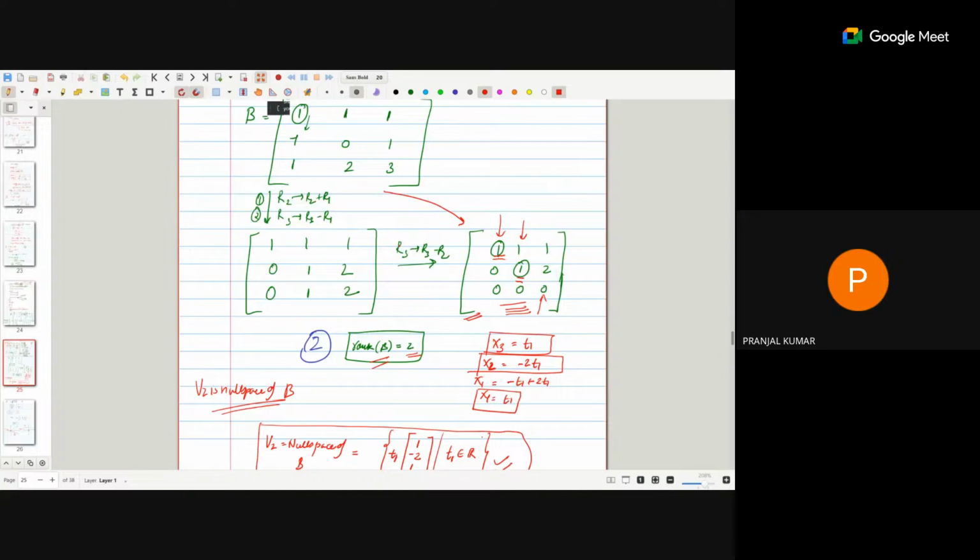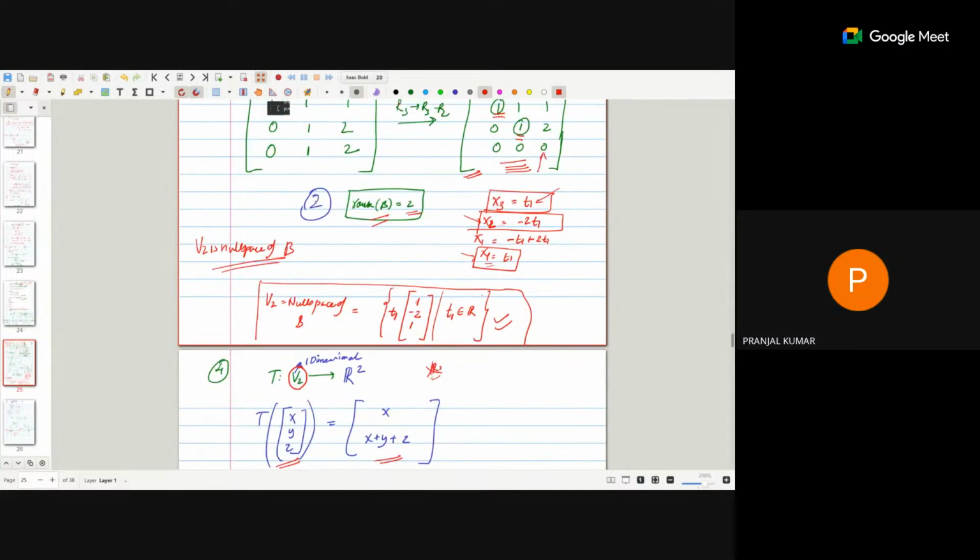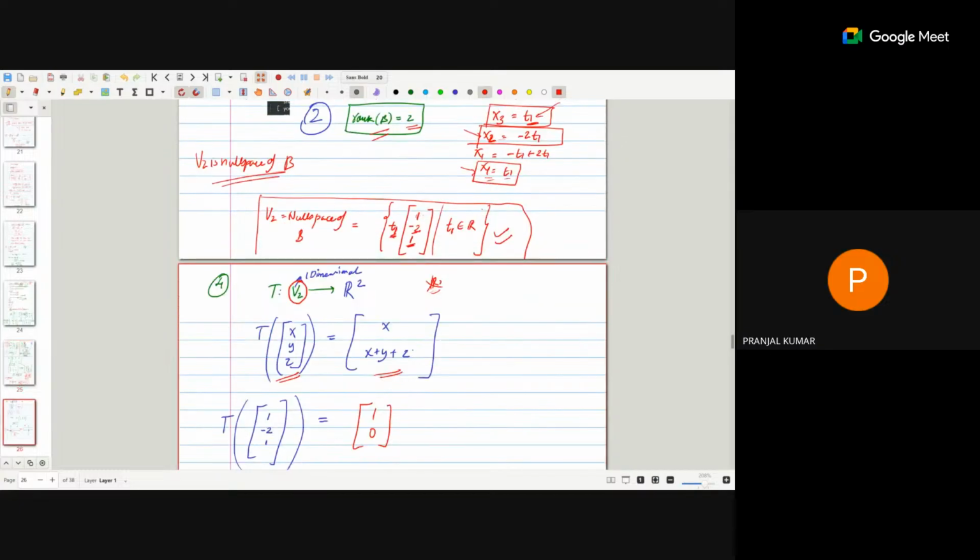So which is the free variable here? X3. So I have assigned a parameter and expressed the rest of the elements in terms of the free variable, which is x3. So x1 is t1, x2 is minus 2 t1, and x3 is t1. So I've written the null space. Now tell me, what is the basis of V2? Is it this vector? Yes, sir.